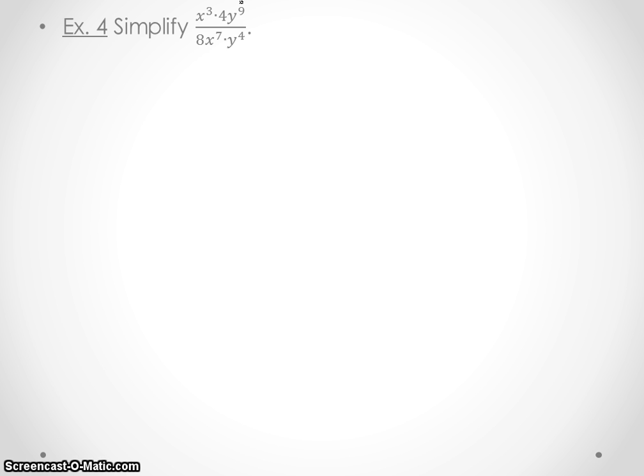Alright, so let's take a look at our first, our numerator here, see if we can simplify that at all. I can't really combine anything because I have x's and y's, so those are not like terms. And then this 4 is all by itself. Let's just pull the 4 out front because I like to have my coefficients first and then my variables. So I'll have 4x cubed, y to the 9th power.